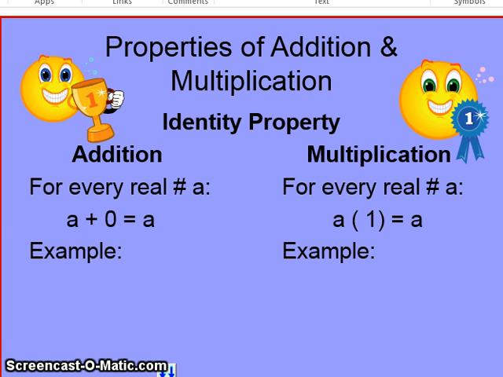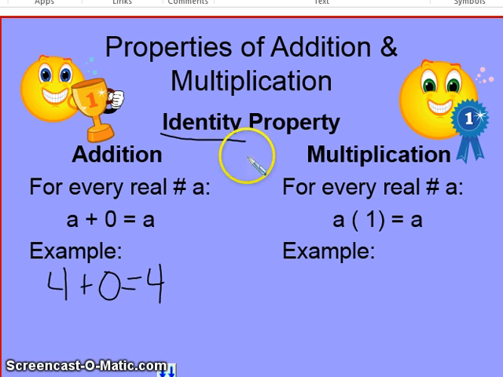The identity property of addition states that for every real number a, a plus 0 equals a. Basically, it means that anytime you add 0 to a number, it maintains its identity, or it stays the same. For example, if we pick a real number, say 4, and add 0 to it, that number would maintain its identity, or it would stay 4. So that is the additive identity property.